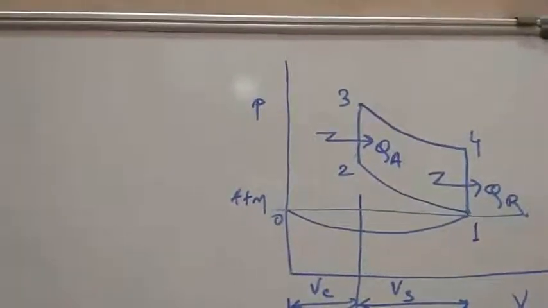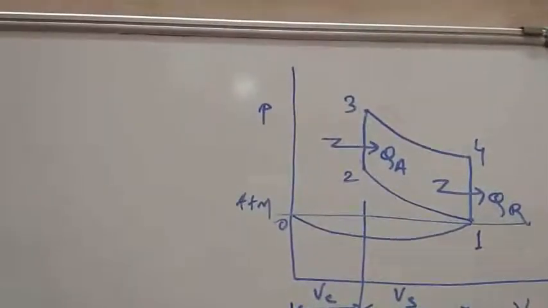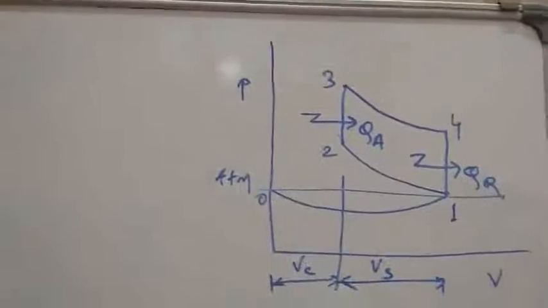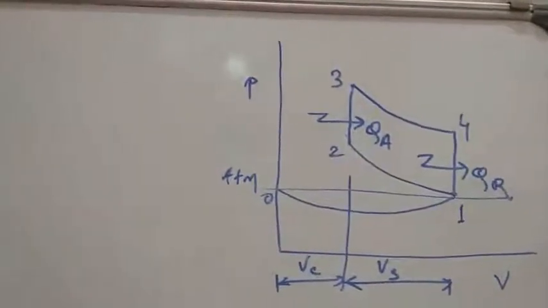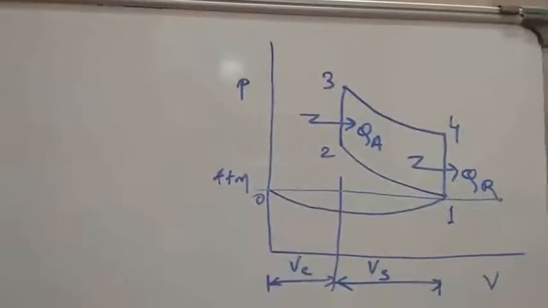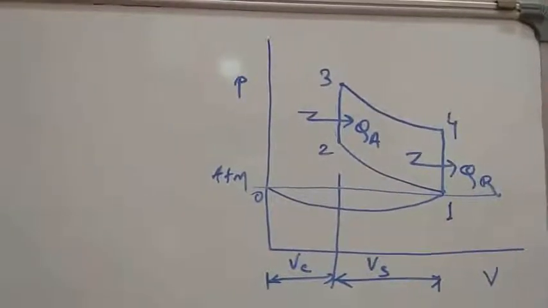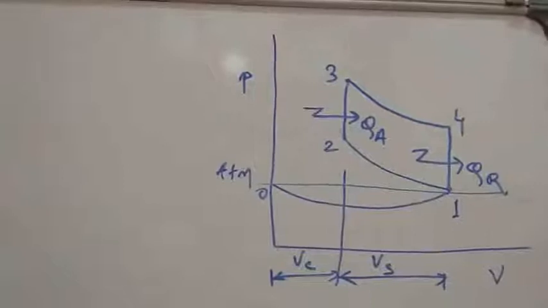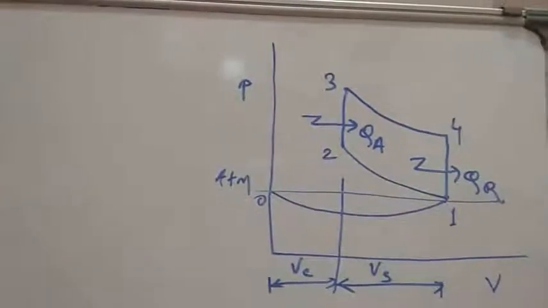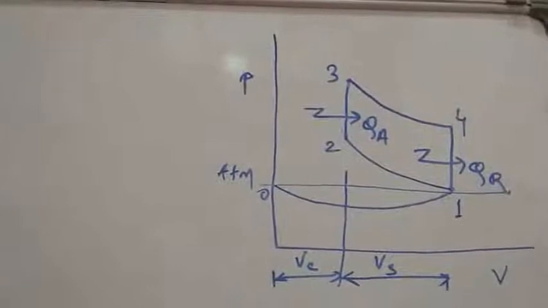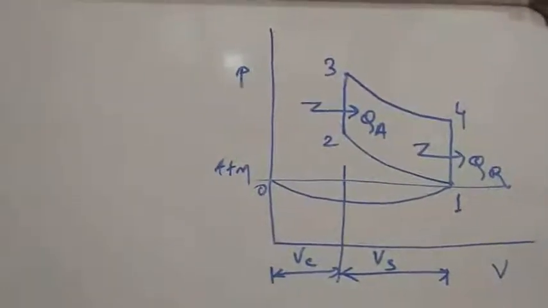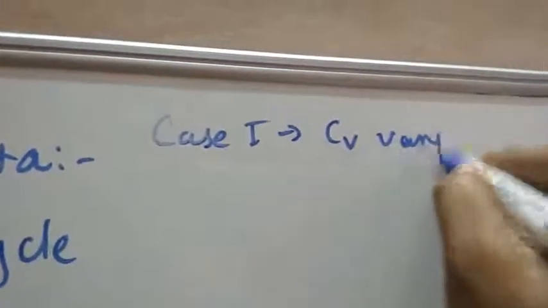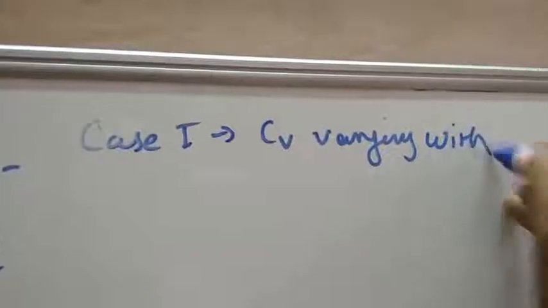For getting pressure and temperature at point 2, we can follow the isentropic laws over here. First we'll find the pressure and temperature at point number 2 and point number 3 for the first case, where the specific heat is varying with the temperature T. So I'll write case 1: CV varying with temperature T.